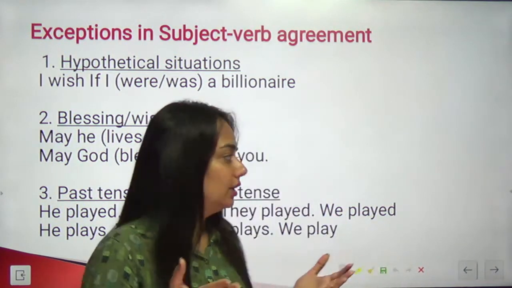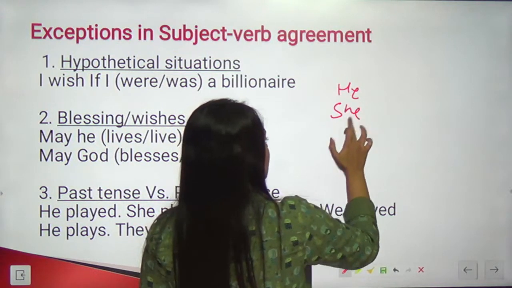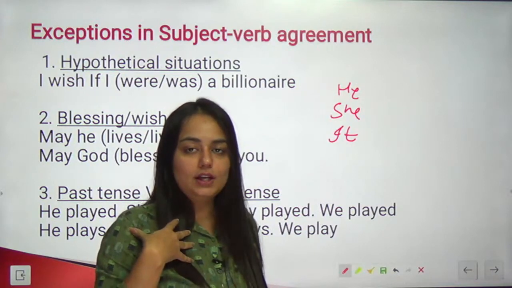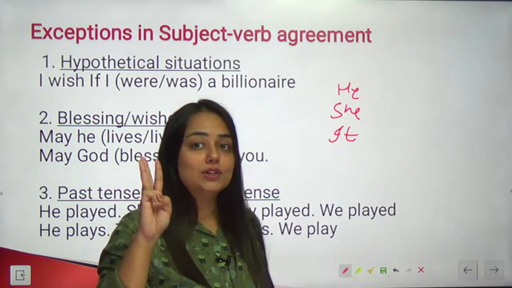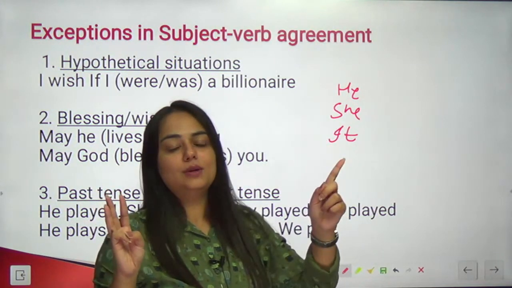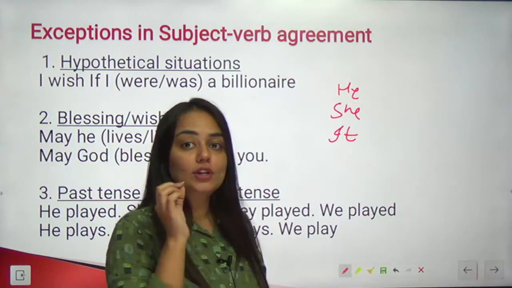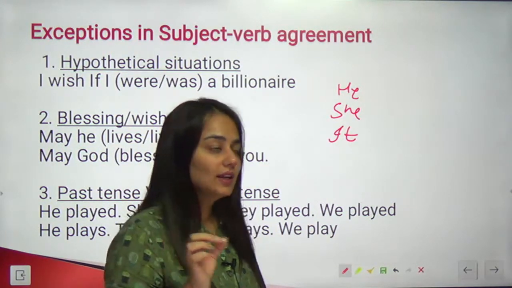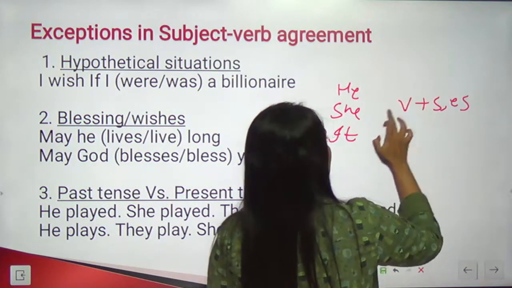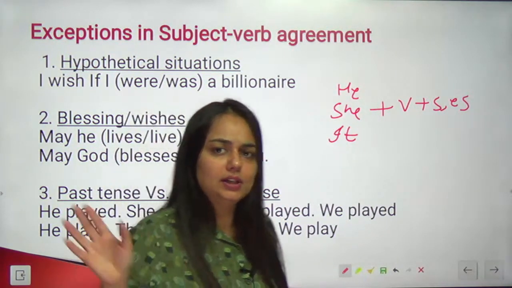third person singular. Let me tell you, third person singular pronouns are he, she, it. These are the third person. First person is I or we, second person is you. Third person is he, she or it. He for male, she for female, it for neuter gender or non-living things. It's only in the simple present tense that you add s or es to a verb followed by these words. Always remember this. But this is an exception.